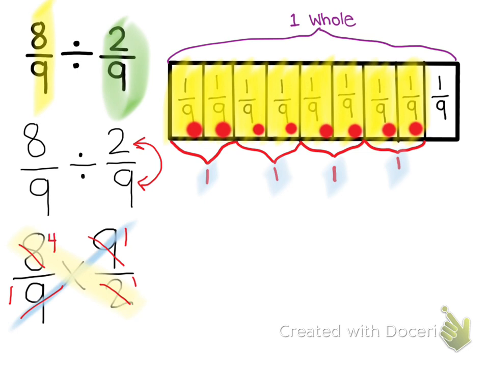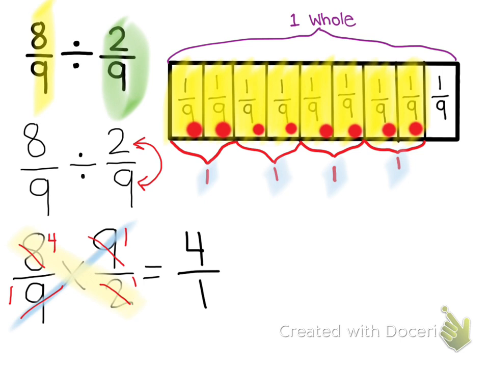So now that I reduced it, I'm going to multiply across. 4 times 1 is 4. And 1 times 1 is 1. So we get 4/1, which is equivalent to 4. And again, I did the cross reducing because we practiced it in class. But you could always just multiply across and then reduce it.